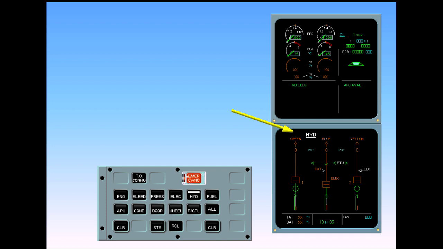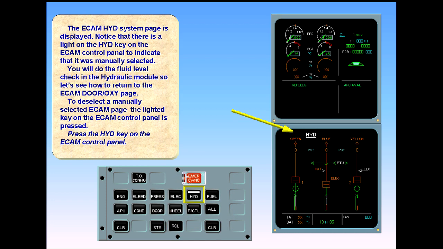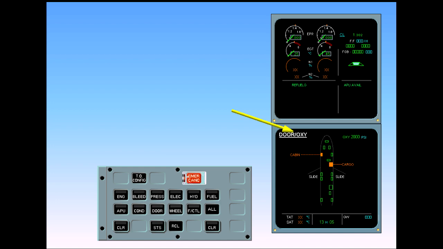You will do the fluid level check in the hydraulic module, so let's see how to return to the ECAM door oxy page. To deselect a manually selected ECAM page, the lighted key on the ECAM control panel is pressed. Press the hydraulics key on the ECAM control panel. The ECAM door oxy page is displayed, and there are no lights on the ECAM control panel. Remember the lights out philosophy.